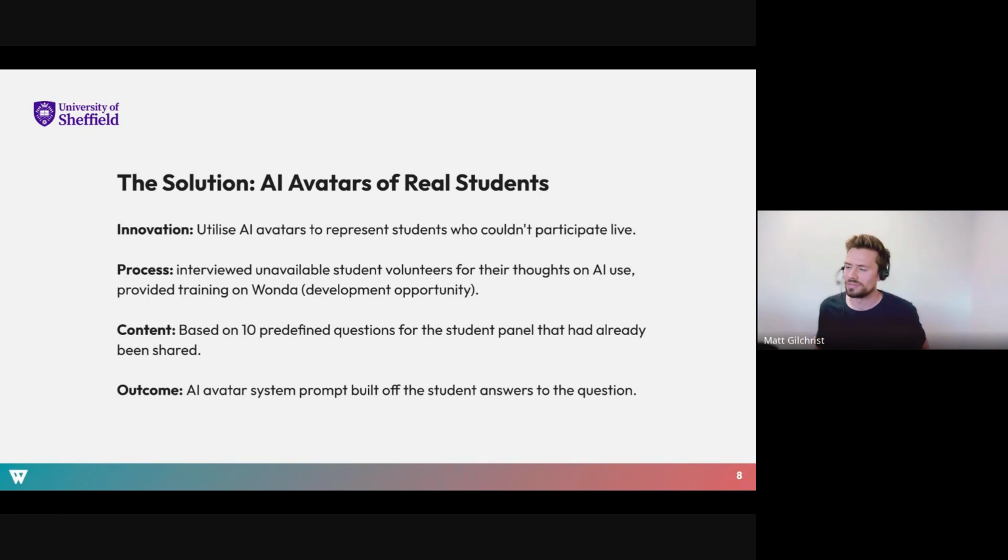Cheers. So the solution: we used Wonda avatars to develop digital personas of real-life students. This is the first time that we've tried generating representational examples of real people in this kind of way, and we were really interested to see how this was going to turn out.